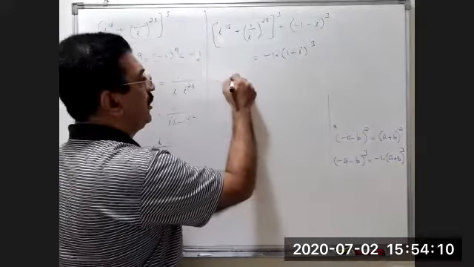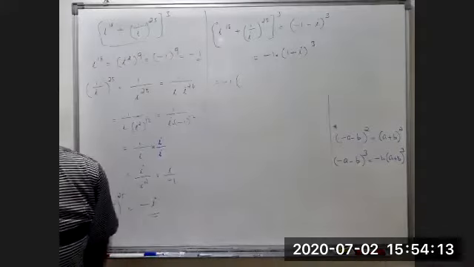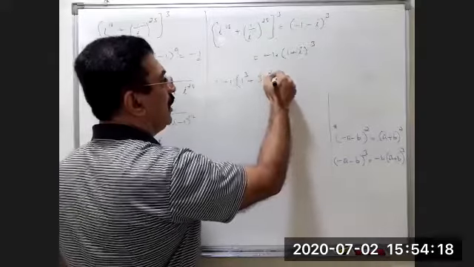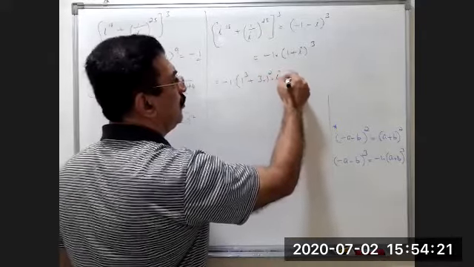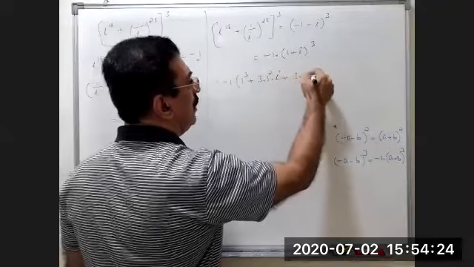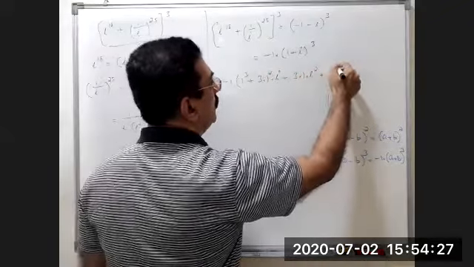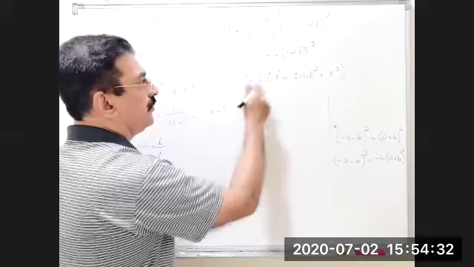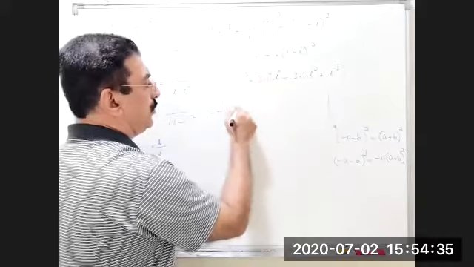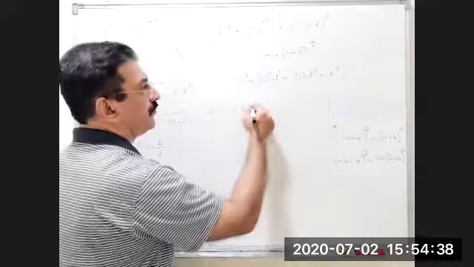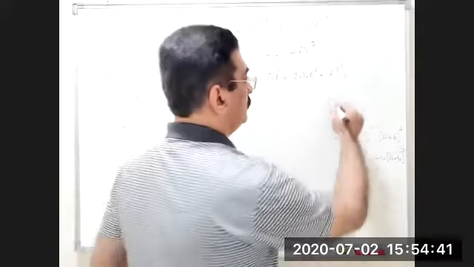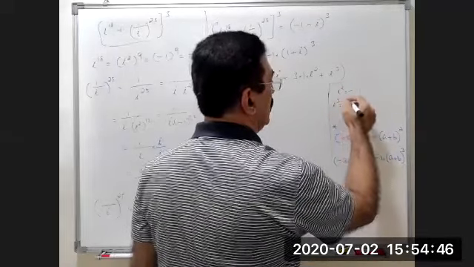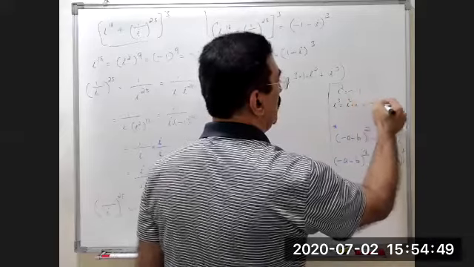This is minus 1 into A plus B the whole cube. A plus B the whole cube is A cube plus 3 A square B plus 3 A B square plus B cube. Minus 1 into 1 cube is 1, 3 into 1 square is plus 3 i square. i square is minus 1. i cube is i square into i, that is minus i.